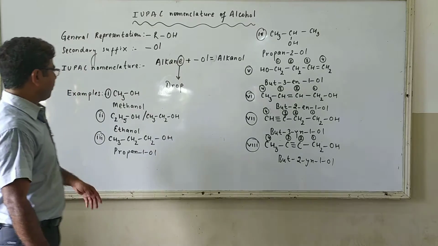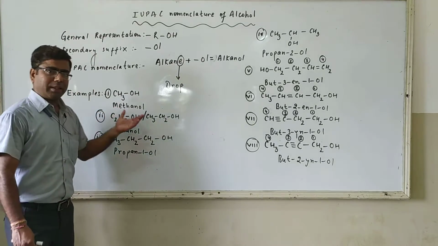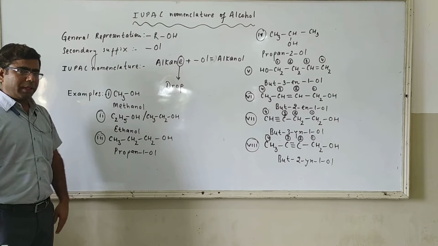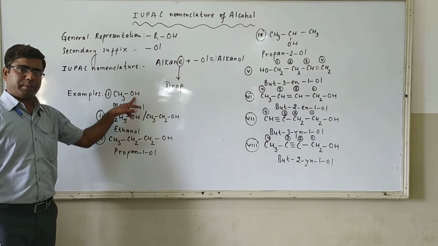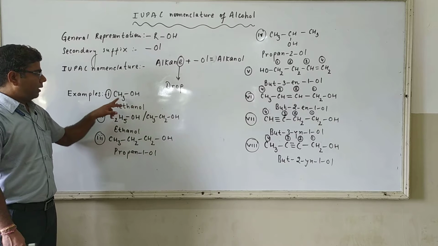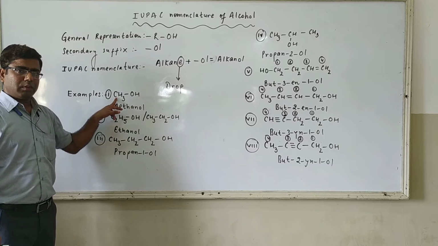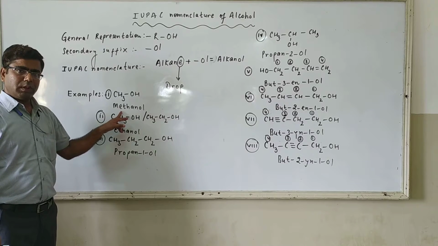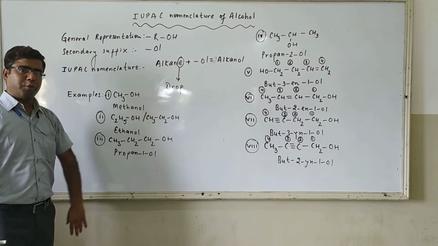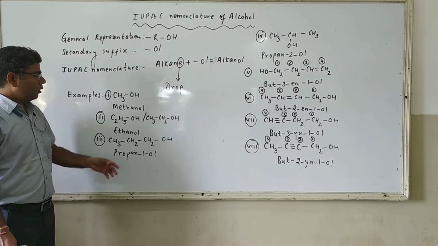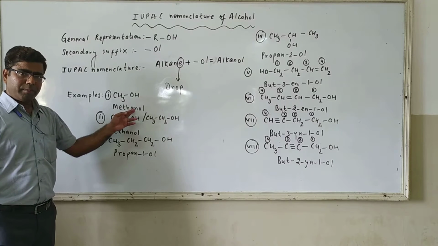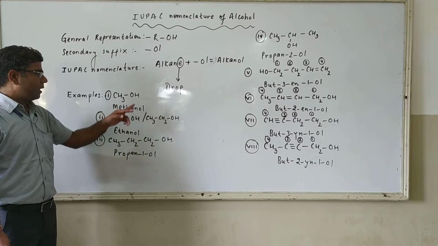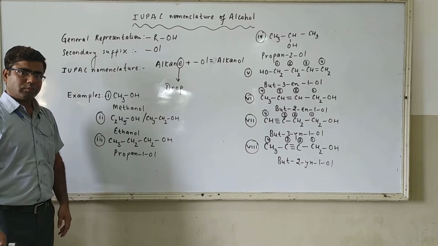Now, the first example, the simplest alcohol having one carbon atom. The alcohol formed is CH3OH. As it has only one carbon atom, the word root used will be meth. As this compound is derived from methane, the primary suffix will be "ane", and for the OH group we will add "ol". So CH3OH is called methanol.